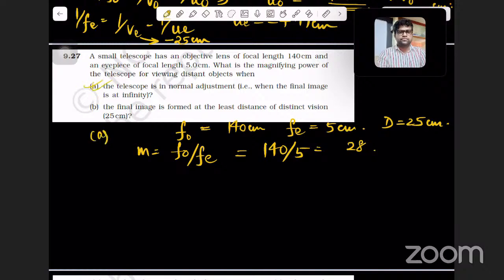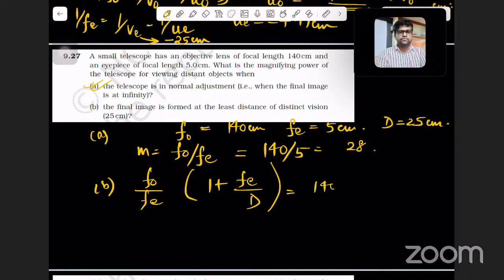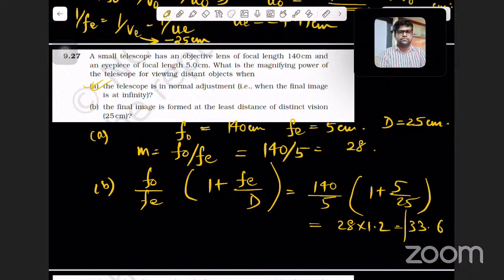Now, the second bit is asking when the final image is formed at the least distance, the formula is f0 by fe into 1 plus fe by d, the reverse of the microscope. In microscope, we have d by fe. Here we have fe by d, okay, which is 140 by 5 into 1 plus 5 upon 25, which is 28 into 1.2, which is 33.6. Okay, so we found out the two magnifications. All right, I think it's a pretty easy question.